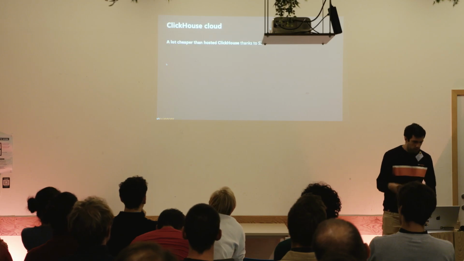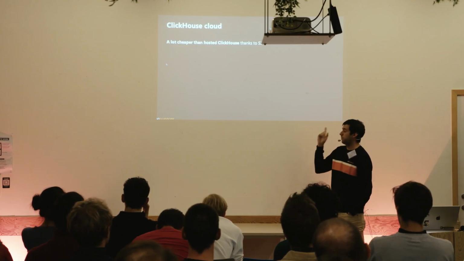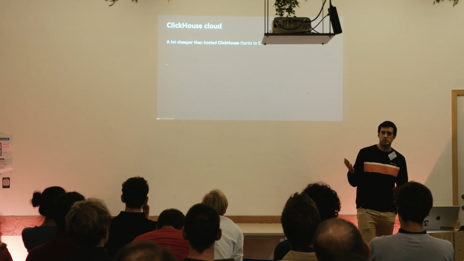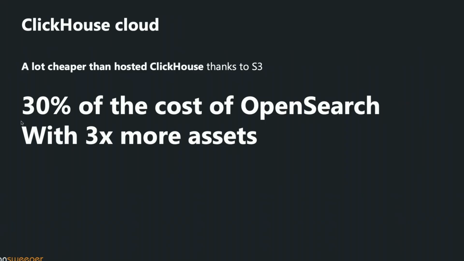So we knew that ClickHouse Cloud was going to be a lot cheaper than the on-prem because of S3. We are no longer paying those really expensive SSDs. But that's interesting. With the current data we have right now, we are paying 30% of the cost of OpenSearch with 3 times more assets. Because right now, we moved from 17 million to 50 million assets today.